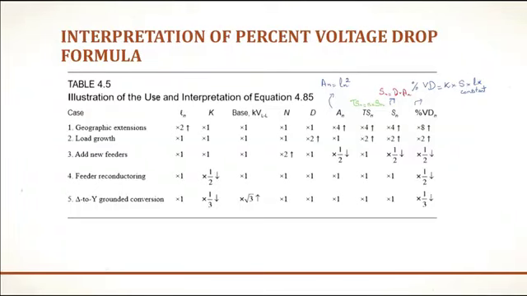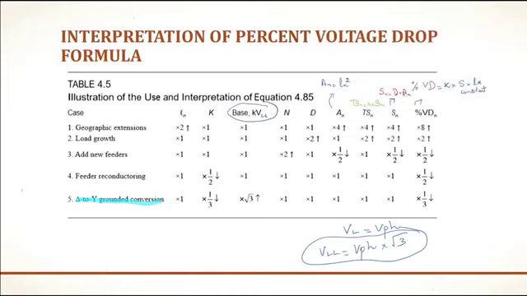Last case is delta to Y grounded conversion. Means let's suppose if the system is delta connected, you are changing it to Y type. So we know that in delta, line voltage is equal to phase voltage, and if you change this system type to Y, then it means in order to have line to line voltage, phase voltage should be multiplied by under root 3. So it means that when delta to Y conversion is being done, the voltage will increase under root 3 times due to this, and correspondingly it will have an impact on the value of K.